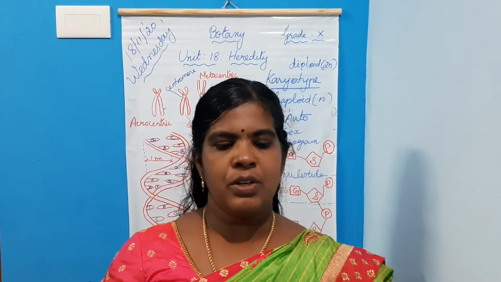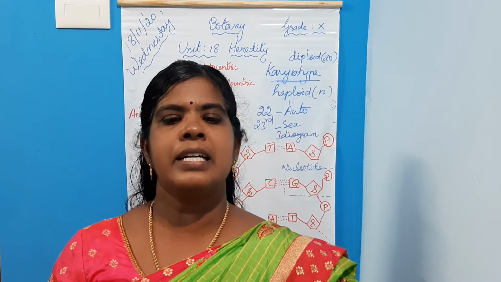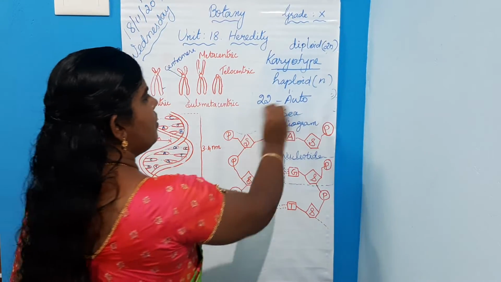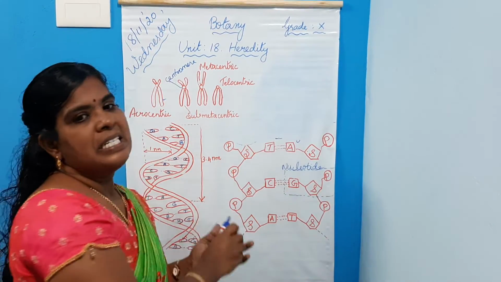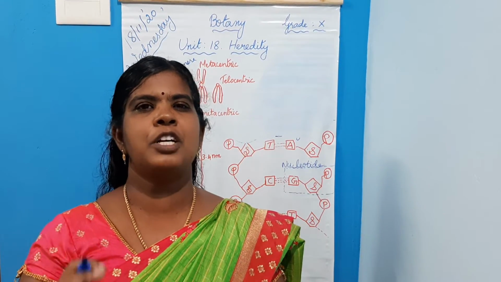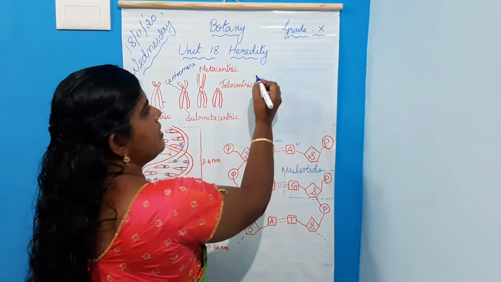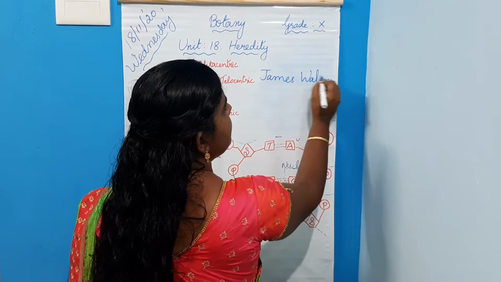Now the structure of DNA. As you all know about DNA, it's a hereditary material. It contains the genetic information. The most widely accepted model of DNA is the double helical structure proposed by James Watson and Francis Crick.